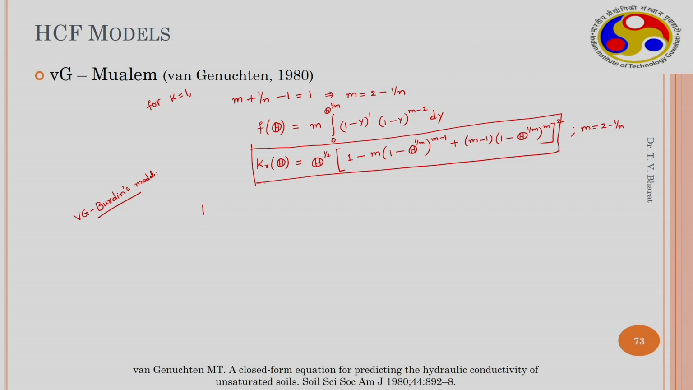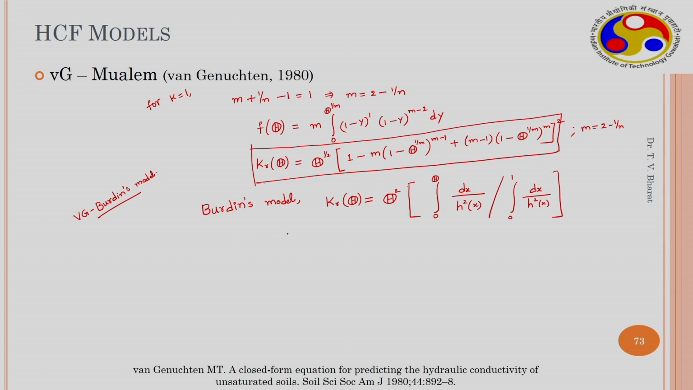So, using the Burdine model gives that kr of capital Theta is equal to capital Theta squared times the integral from 0 to capital Theta of dx by h squared of x, divided by the integral from 0 to 1 of dx by h squared of x.